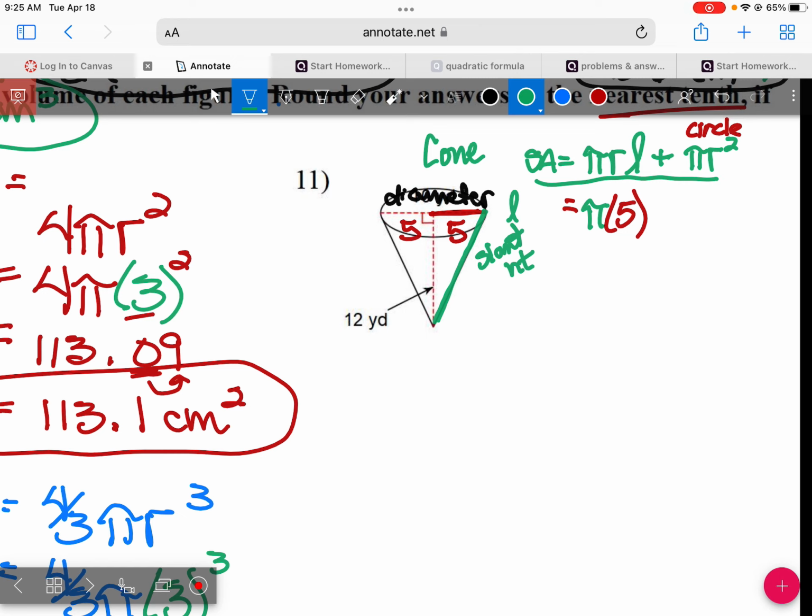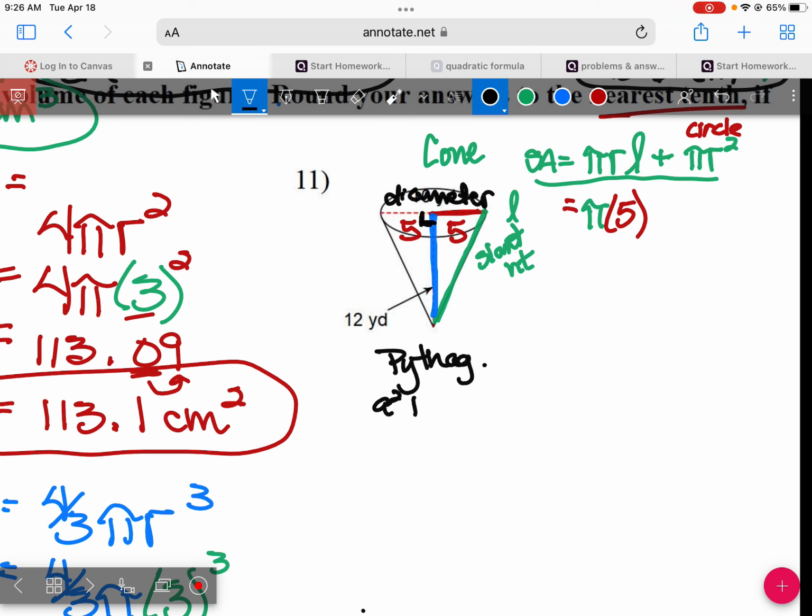Do we have slant height? No, we have the perpendicular height, which is right here, which is 12. And I know it's perpendicular because there's this right angle right there. Well, how am I going to find slant height? We don't. Yes, we do. But we're going to have to use our favorite theorem, the Pythagorean theorem.